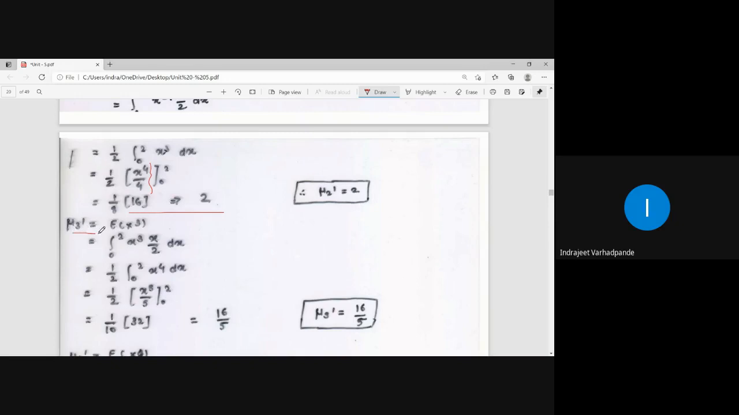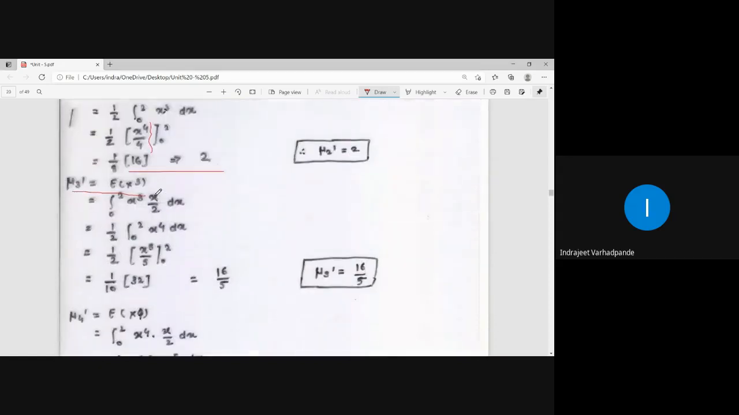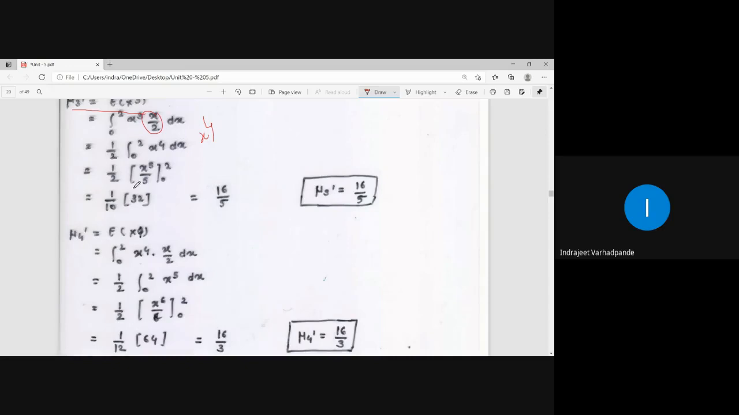What is mu3 dash? Mu3 dash is expectation of x cube. How to calculate the expectation of x cube? X cube into f of x. F of x is x by 2. X cube into x is x to the power 4. Integration of x to the power 4 is x to the power 5 by 5. And accordingly, my answer comes out to be 16 by 5.